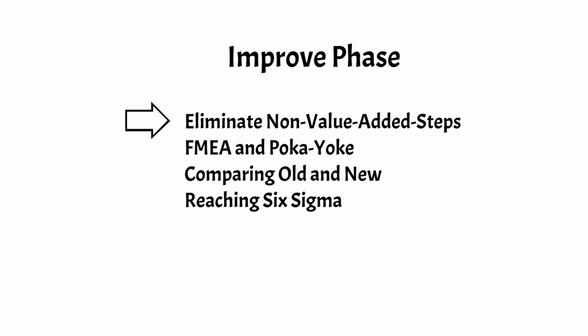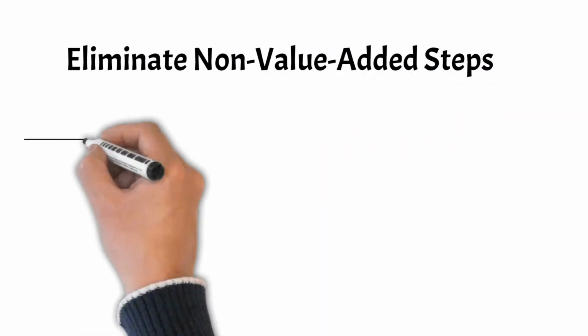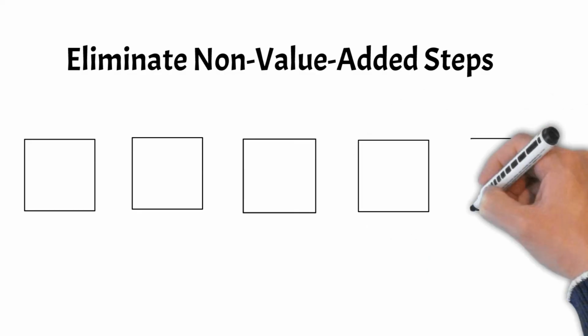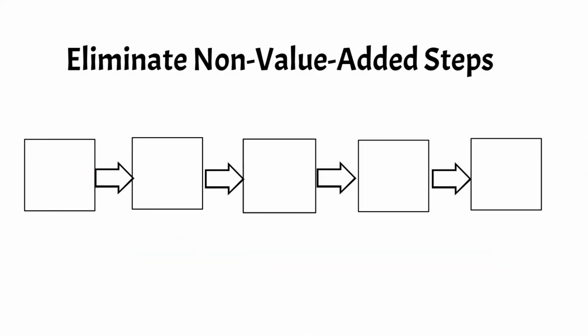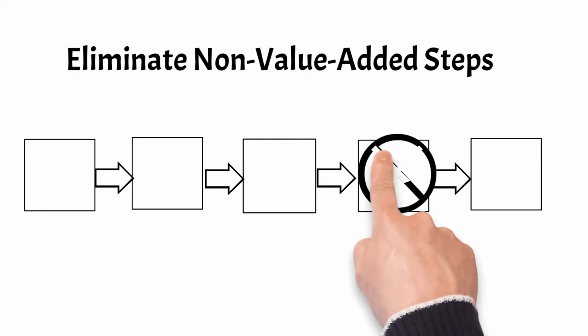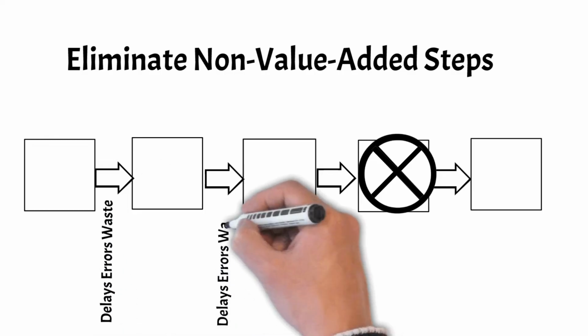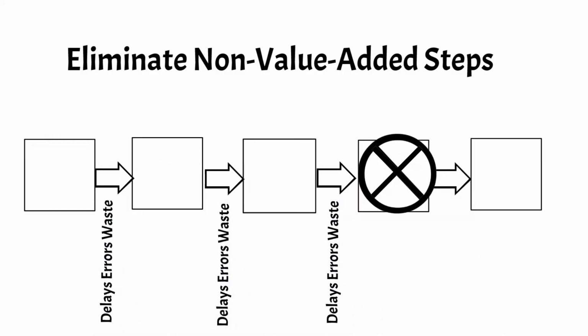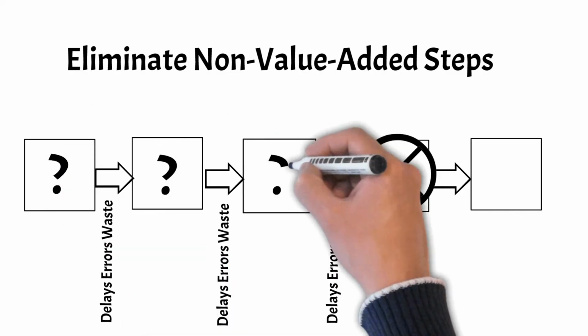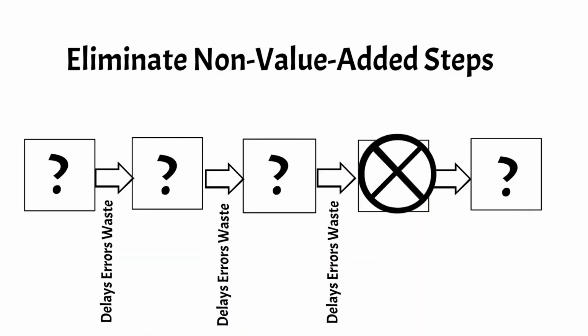Eliminate non-value added steps. Armed with the insight gained during the analysis phase, the next step is improvement. Non-value added steps are eliminated to the extent possible. Delays, errors, and wastes are addressed. For example, every effort would be made to minimize the delays in answering a customer's call. Even value-added steps would be explored to determine if they could be made more efficient.